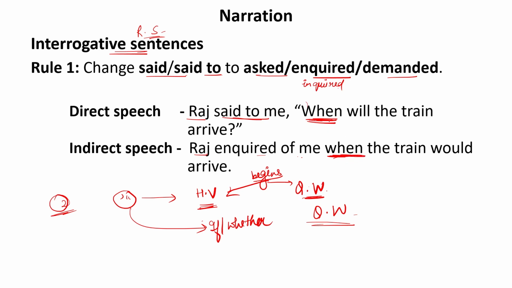Now we have been given the word "when", so it will be replaced by "when". So, Raj inquired of me when the train would arrive. "Will" will be converted into "would arrive". Also, one more important thing is that the interrogative structure of the sentence will be converted into assertive structure. The sentence will have assertive or declarative structure. Now let us move to the next one.